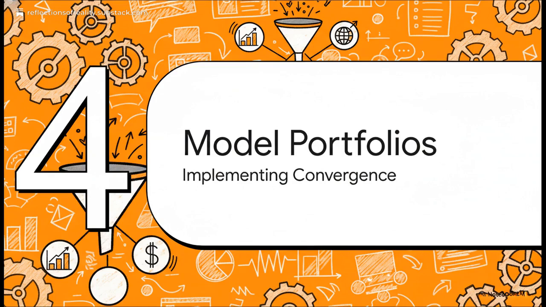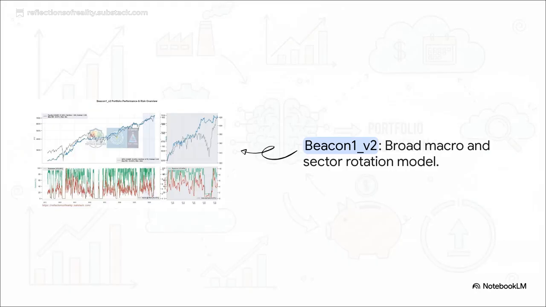Which leads us to our final part, Section 4, Model Portfolios in Action, Implementing the Convergence. So how exactly does Reflections of Reality funnel all this heavy macro data into actual specific trading execution? They do it through 3 distinct model portfolios. First up is Beacon 1_V2. This is a broad macro and sector rotation model that holds a diversified basket of 39 equities. It runs on a weekly trading cycle with an adjustment factor of 2.5 for dynamic sizing. And notice this, portfolio insurance is actively enabled. It's built to weather broad market volatility while systematically riding those big overarching reflation trends.